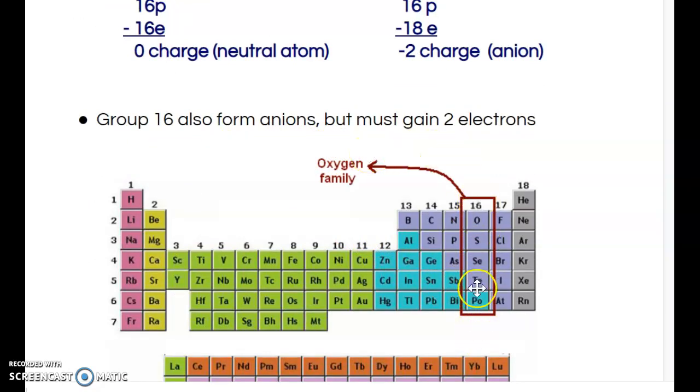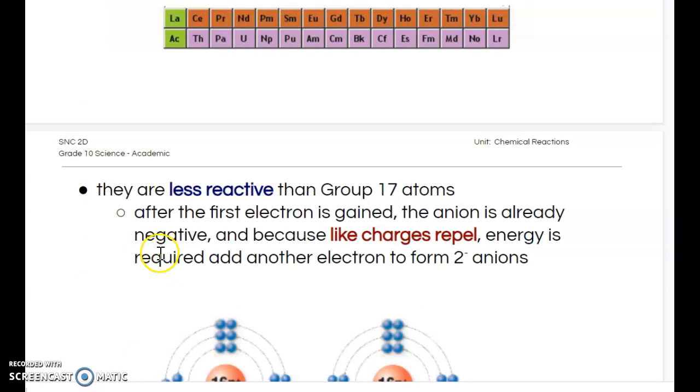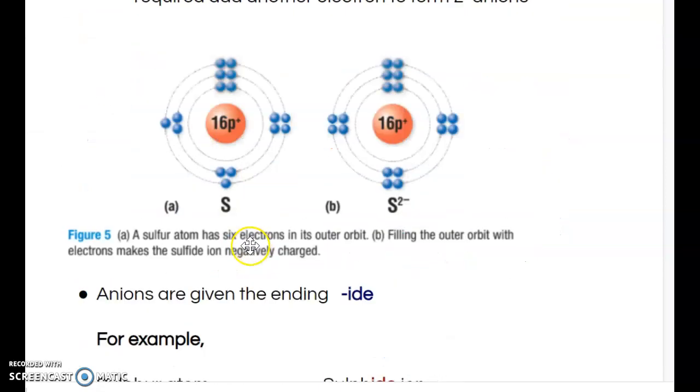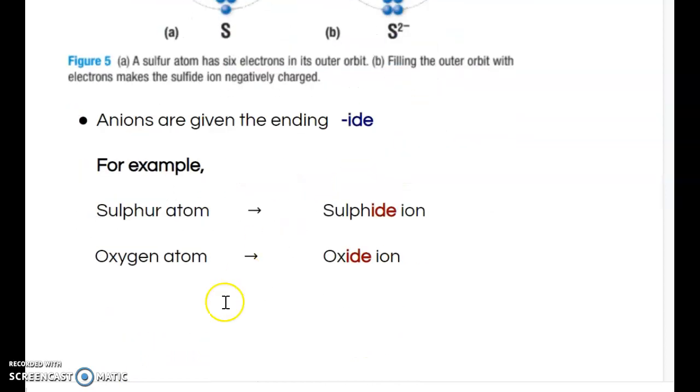Must gain 2 electrons, and if you move one over here, must gain 3 electrons, group 15, until it gets to a point where it's easier to lose electrons than to gain electrons, as we saw in group 13 with aluminum. They are less reactive than group 17 atoms. After the first electron is gained, the anion is already negatively charged, and because similar charges repel each other, it just becomes less reactive. And this is another example of sulfur here.